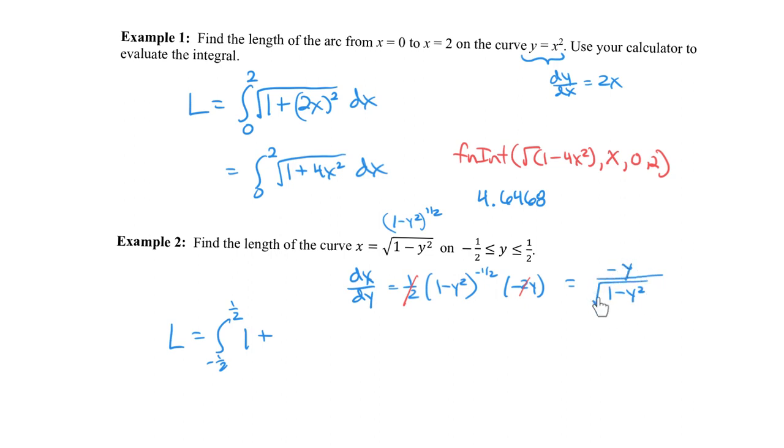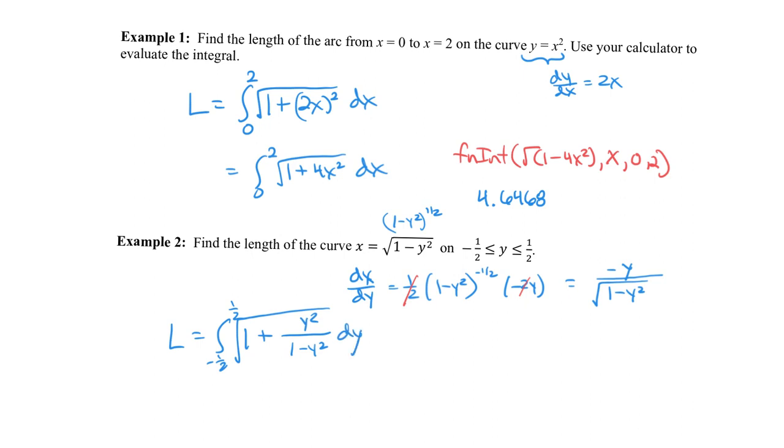So if I square this, first the negative is going to go away, so I'm going to get y squared on top. And when I square a radical, the radical just goes away, so we get 1 minus y squared on the bottom. So we basically get y squared over 1 minus y squared. This whole thing is under the radical, so you have dy.